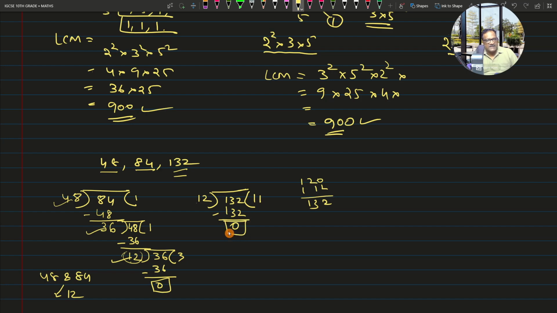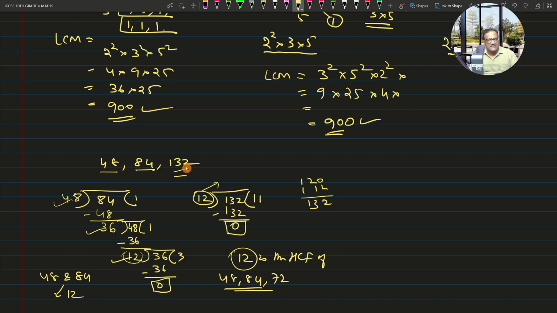Remainder is 0. Now, here in one go only you got the remainder 0. So the first divisor itself is your HCF. So this 12 is the HCF of all the three numbers, that is 48, 84 and 132. Okay. So 12 is the HCF, the answer for this.